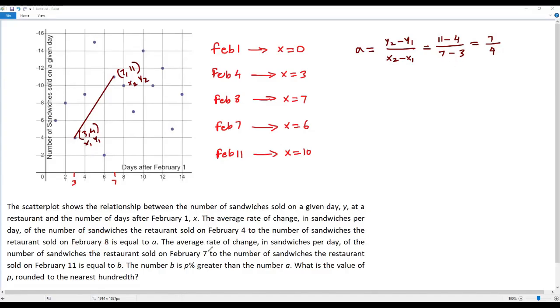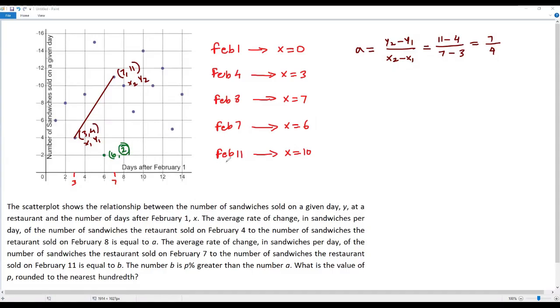Now, let me consider the two dates, February 7 and February 11. Corresponding to February 7, we have X equals 6. Let me go to the value 6 on the X-axis. It is over here. Corresponding to this value 6, this is a point we have. At this point, the X coordinate is 6 and the Y coordinate is 2. That is 6 days after February 1st. That is, on February 7th, the number of sandwiches sold by the restaurant is 2.